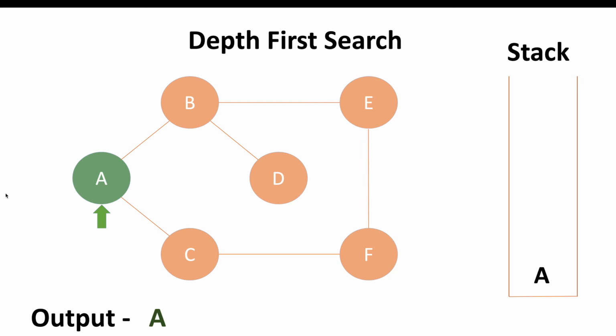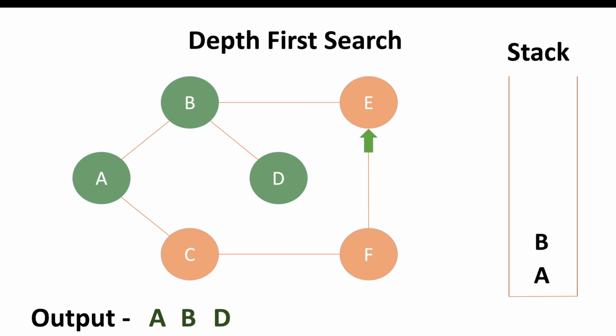Now the neighboring nodes of A are B and C. Alphabetically, we will go to B node, put it in our stack, mark it as traversed, and put it in our output list. Now the neighboring nodes of B are D and E. So alphabetically, we'll go to D node, put it in our stack, and mark it as traversed. Since this node does not have any unvisited neighboring node, we'll pop it from our stack. So we can pop D from our stack and go to the next neighboring node of B, which is E.